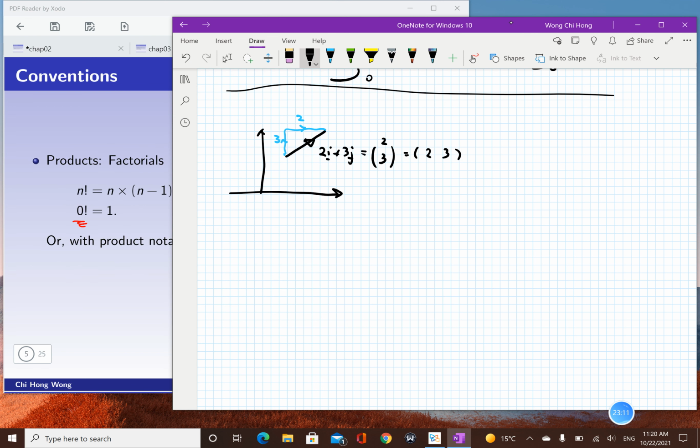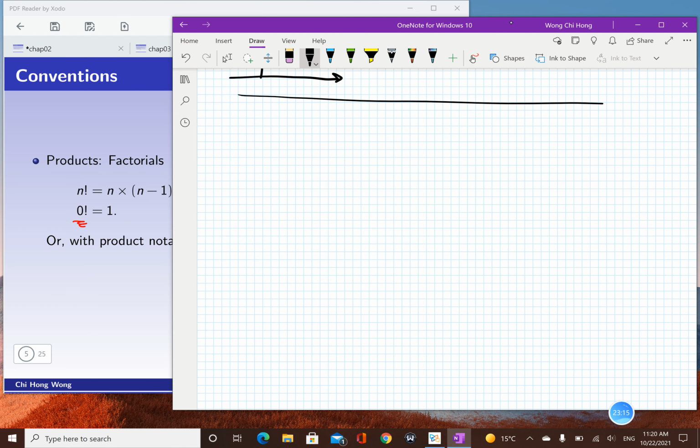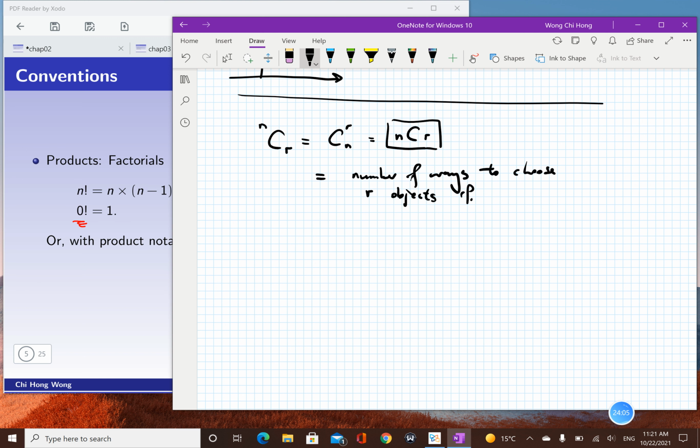Where do you see these factorial things? Some of you might have seen these before. What is this? This is nCr, or some textbooks prefer to write it this way, with n over r in brackets. Your pocket calculator has this nCr button. But what is this? This is the number of ways to choose or pick out r things from n.